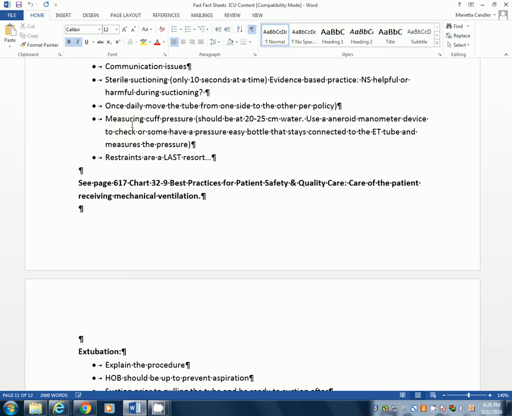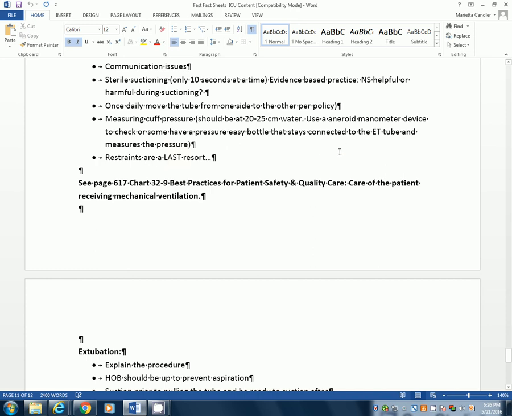Again, once daily, you're going to move that tube from side to side or per policy. Because if you've ever seen one, it's kind of tight there in the crack of the mouth, and you wouldn't want it to get to where it causes necrosis. You also can be responsible for measuring cuff pressure. It should be at about 10 to 25 centimeters of water, and they have little cuff pressure measuring devices in all the units. It's called a manometer, and it stays connected to the ET tube and measures the pressure.